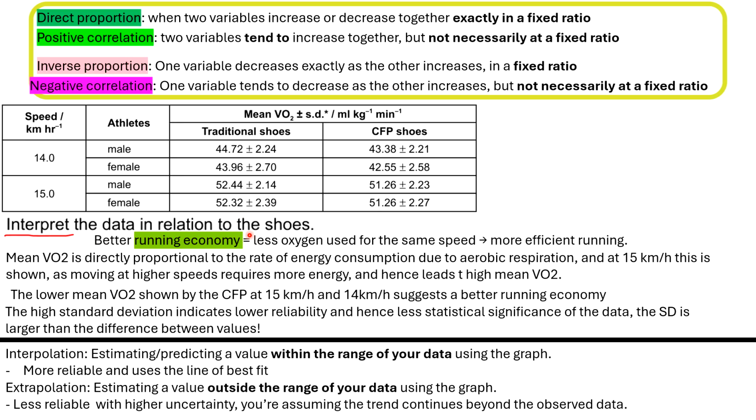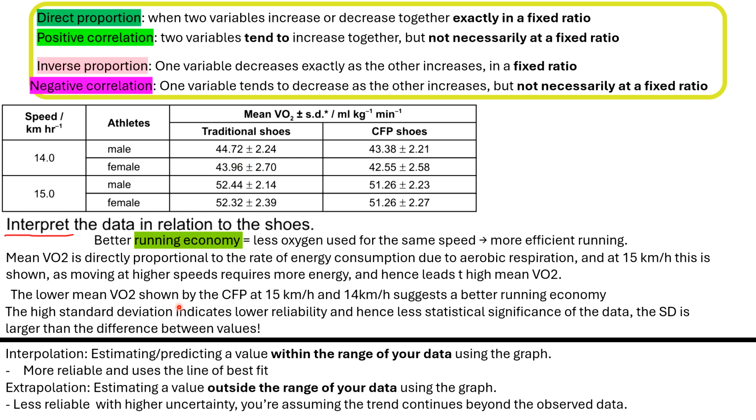Interpret the data in relation to the shoes. A better running economy means less oxygen is used for the same speed, which means more efficient running. Mean VO2 max is directly proportional to the rate of energy consumption due to aerobic respiration. So more VO2 means you're using more energy. And for example, at 15 kilometers per hour, this is shown, as moving at higher speeds requires more energy and hence leads to higher mean VO2 max. So the mean VO2 max is higher at 15 than at 14 because they're directly proportional.